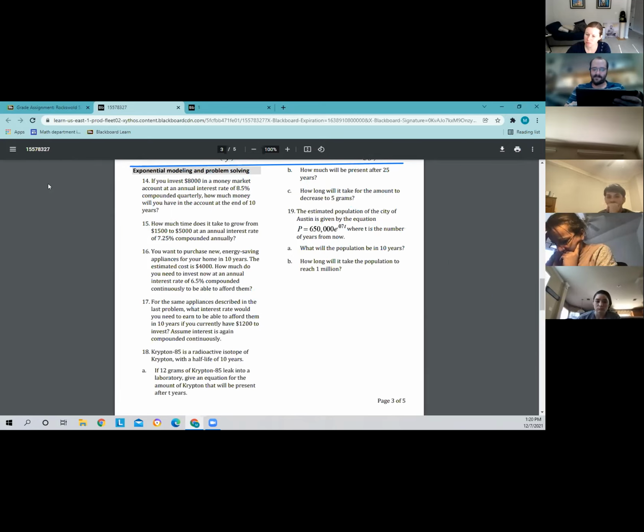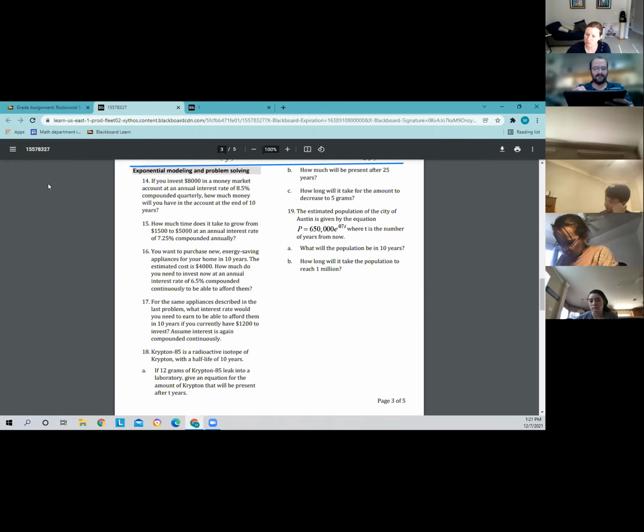Okay. That was 14. So 14 is what I would say is the straightforward one, right? They're giving us the formula. They're giving us the variables to plug into the formula, and we don't have to do any back solving to do 14. 15.